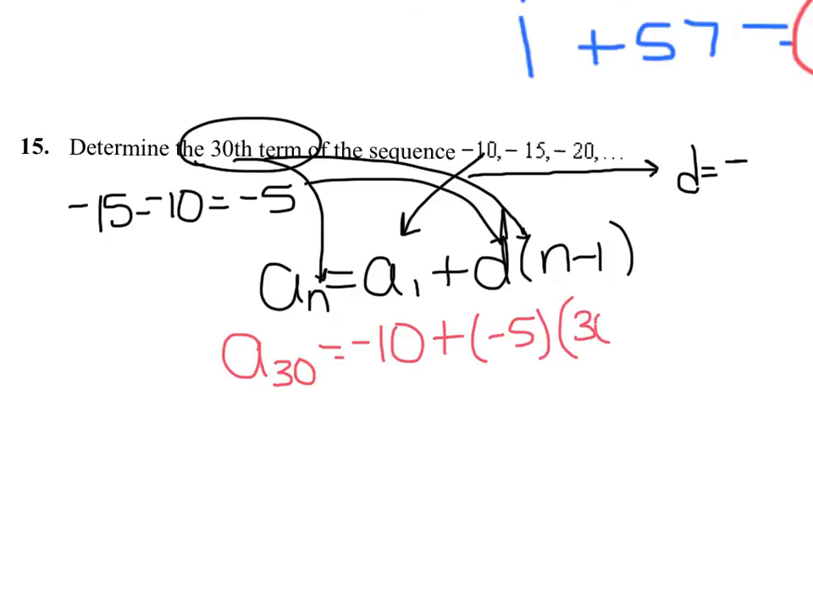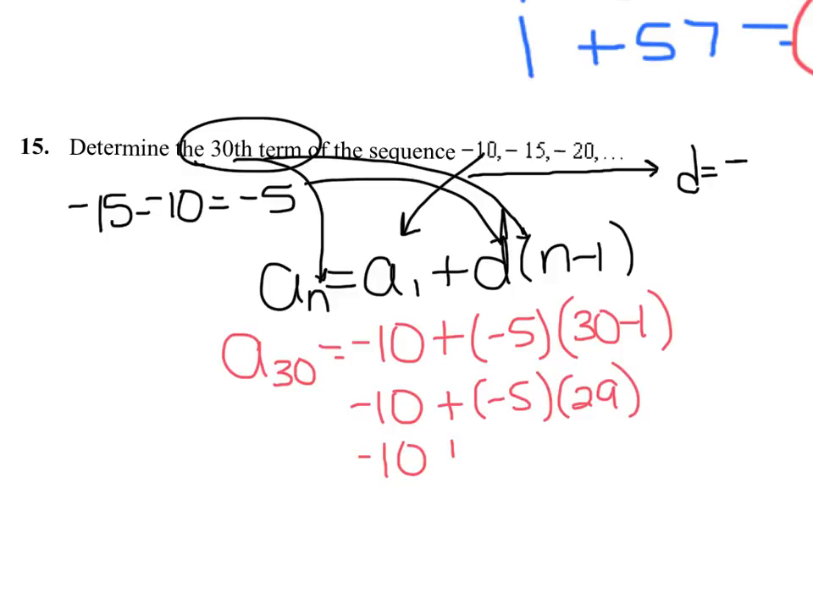And instead of n, I'm going to put 30 minus 1. And again, all of this can go into your calculator. Notice I wrapped the d with parentheses because it had a negative sign with it. It's really important that you remember that. So I'm going to do negative 10 plus a negative 5 times 29. So I would get negative 10 plus negative 5 times 29 is negative 145. And then negative 145 plus a negative 10 is negative 155. So this would be the 30th term of that arithmetic sequence.